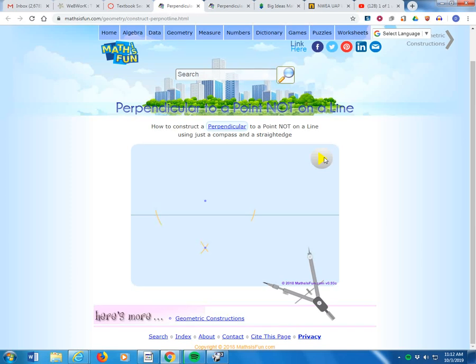Whoa! It's really hard to use this compass. It's heavy. Here. It's really hard.